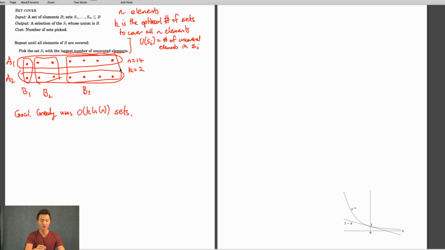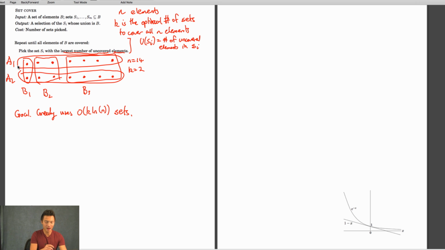After we have picked that, we now move on to the next iteration where A1 and A2 both now have 1, 2, 3 elements uncovered, but B2 has 4. So we're going to take B2 next, and then at this point we'll take either B1, A1, or A2. But either way, our greedy solution is going to give us 3 sets.